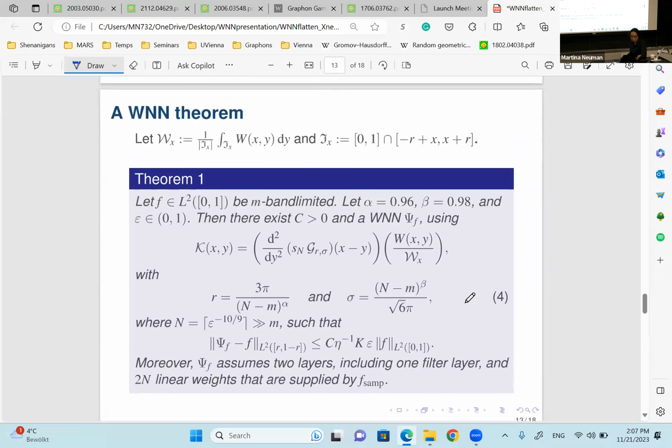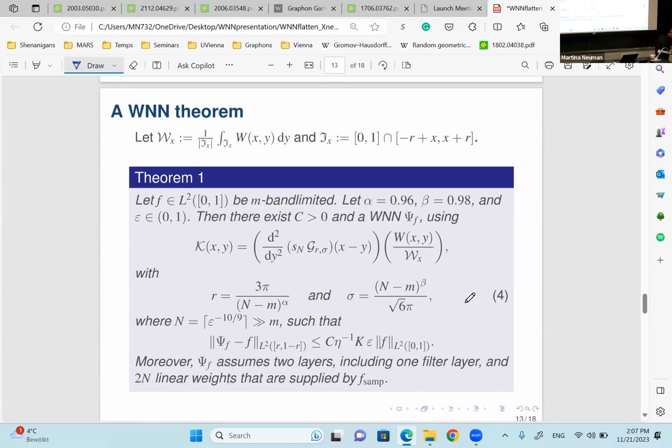Okay, let me tell you about the WNN theorem first, and then in the next slide, I'm going to explain more about why I need the truncation. So here is the theorem. You have a graphon signal that is band limited, and I will be able to construct for you a WNN psi f that uses only 2 layers. Remember that the filtering layer is only the first layer. In the second layer, when you apply the linear transformation, I use the linear weight that is supplied by the f sample row vector.